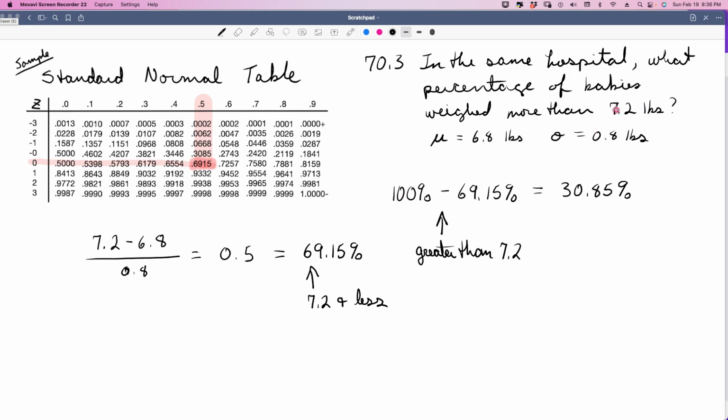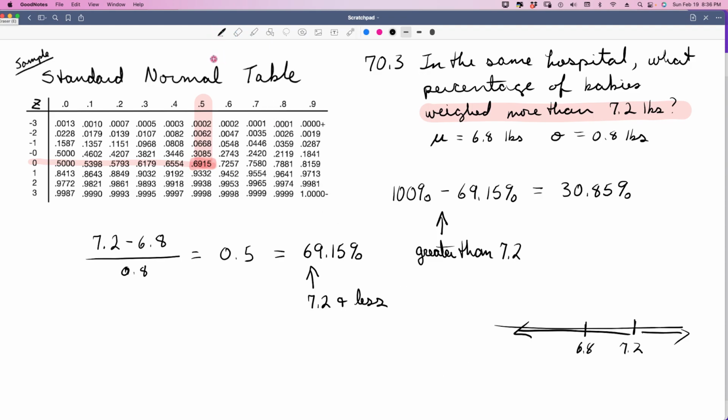So when you look for 7.2 pounds on your number line, you've got your mean here, and 7.2 pounds is here. So 7.2 and everything less than that is going to be this 69.15%. So everything greater than that is going to be 30.85%. So if you got 30.85%, congratulations for thinking it through. The trick to that question was this part right here where it said weighed more than 7.2 pounds. So you have to be careful how you read the problem. So don't let little things like that trip you up.